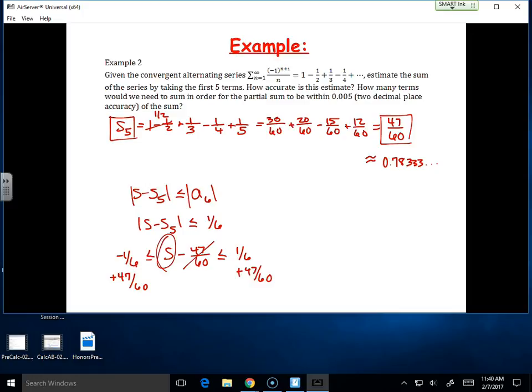Alright, cool kids. On your homework, work on everything to do with convergence and divergence of alternating series. But we'll practice a little bit more of the remainder things tomorrow.